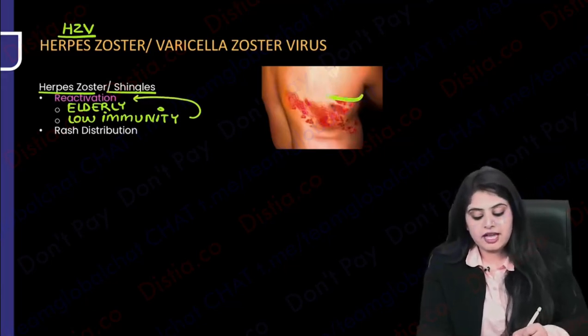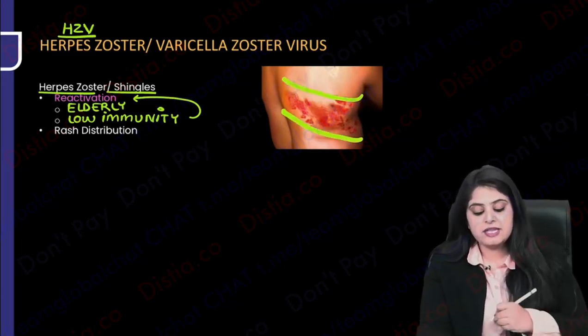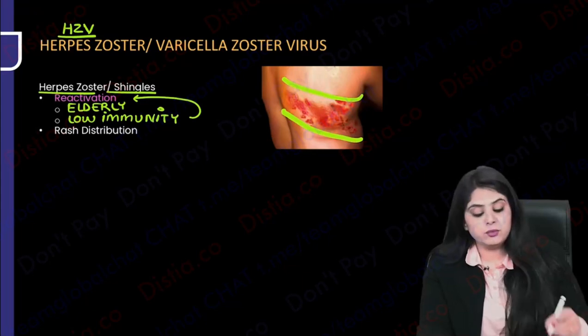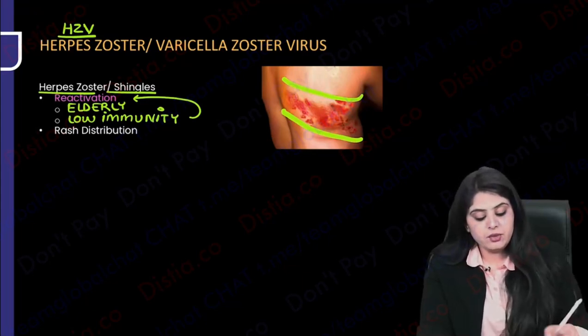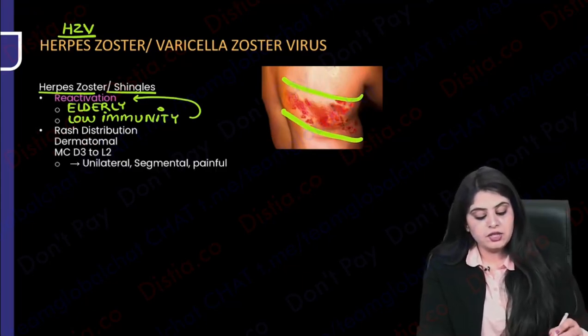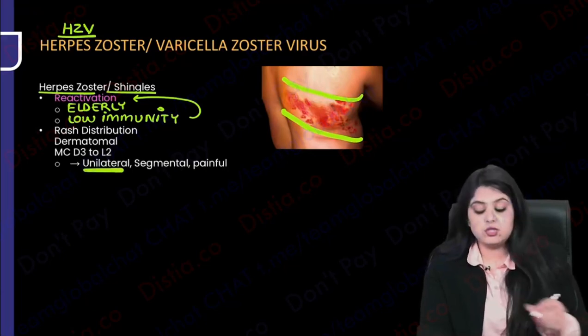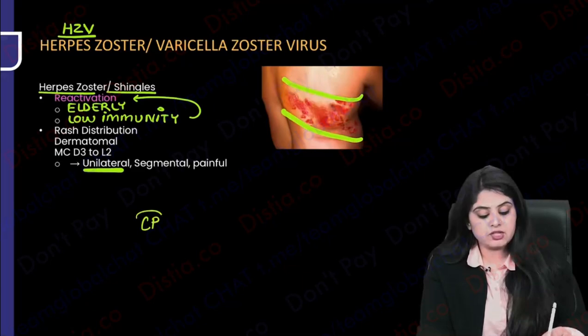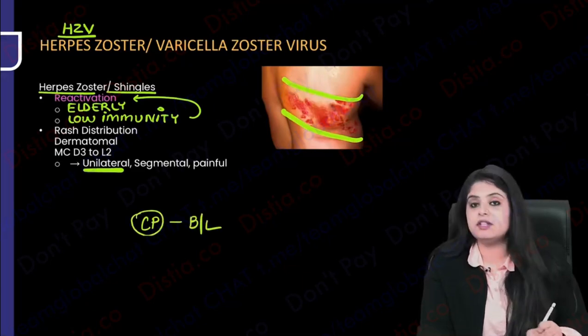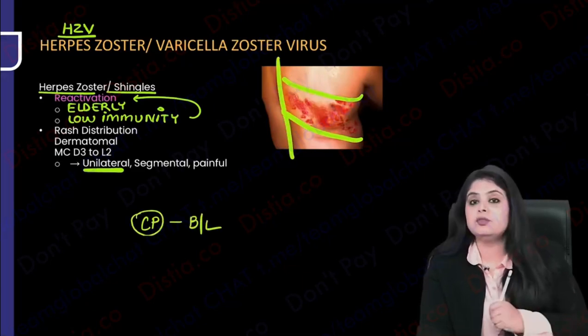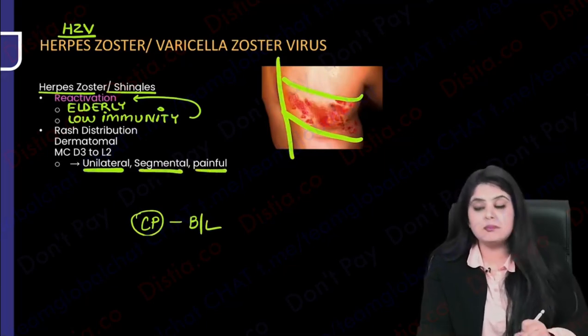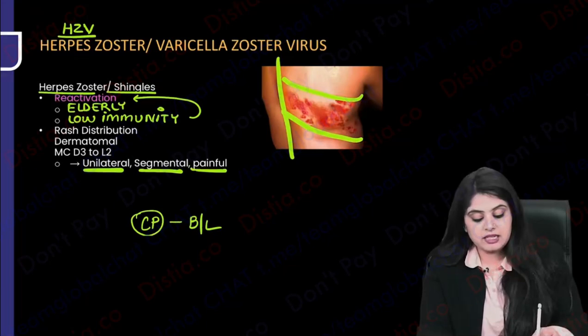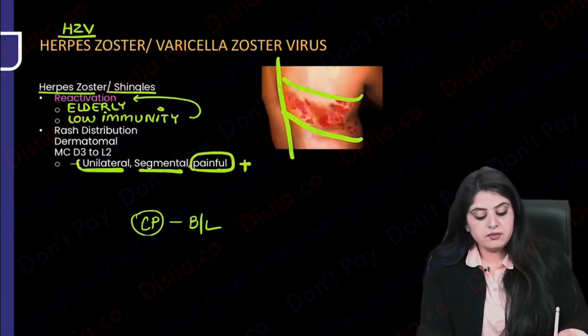So how will I guess this? Because you can see the rash is a little characteristic. It's occurring along a dermatome. So please remember, this is going to be a rash which is unilateral, and compare it with chickenpox. Chickenpox wala jo rash tha, that was bilateral and everywhere. This is, you can see, unilateral, segmental and painful. So this pain criteria is quite important. It is painful and unilateral.